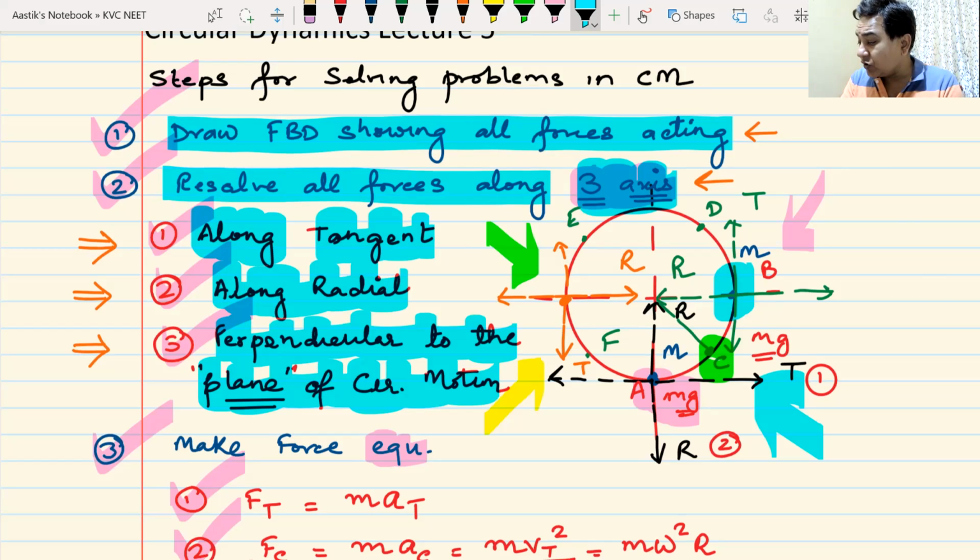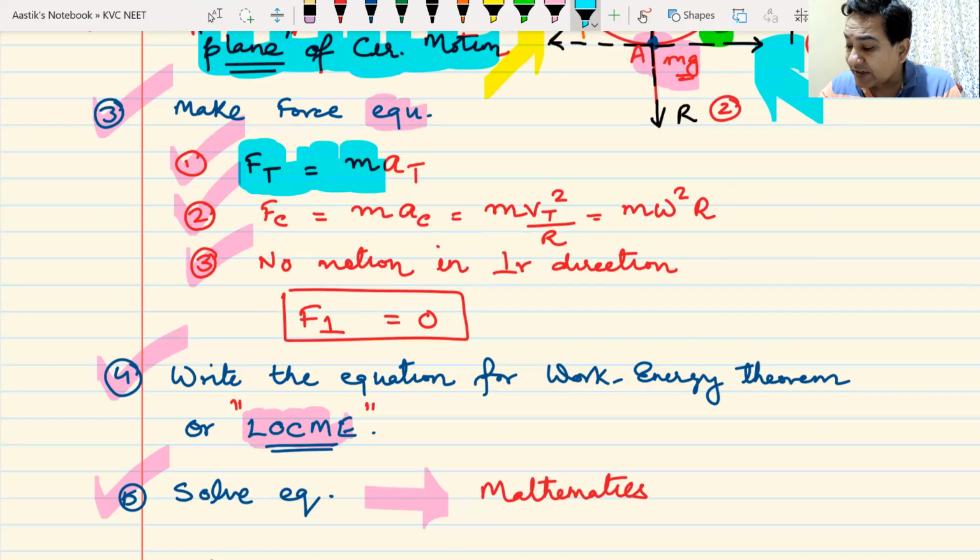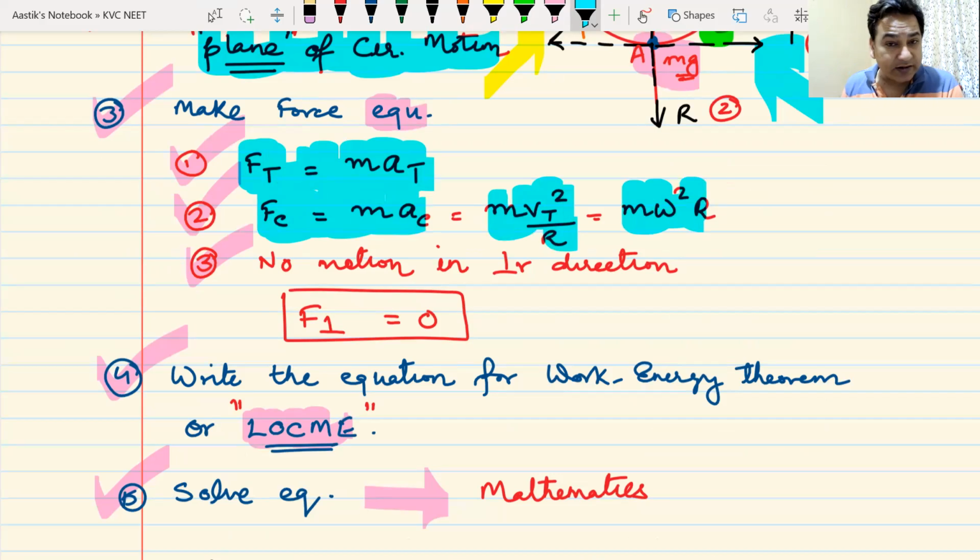Then again, this part of the steps may not be required in NEET. Very seldom will you require it, very less you will require it, but still we can go through this. Then you have to make the force equation. Force along the tangential direction must be equal to m into at. That will give you the tangential acceleration. Force along the centripetal direction will give you m into ac, and m into ac will become m into v square by r, or m into omega square r. From here you can get the value of v or omega or acceleration or whatever you want.